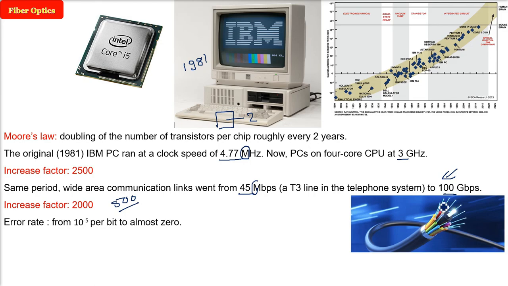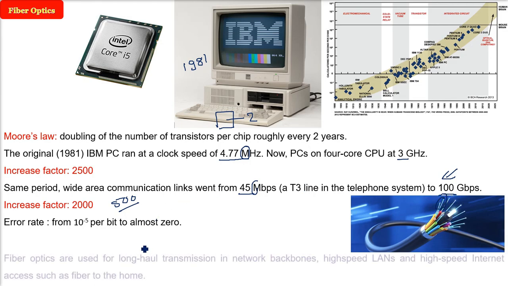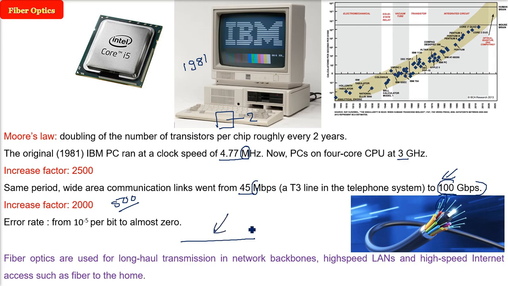Now, why is one 2500 and the other 2000? We are talking about fiber optics, and you will see why this is just 2000, why it has not incremented to the level of the clock speeds. Fiber optics are used for long haul transmission, that is long distance transmission in the network backbones, high-speed local area networks, and high-speed internet access to the home, fiber to the home, FTTX. So with fiber optics there is 100 Gbps. I'll tell you in the end.